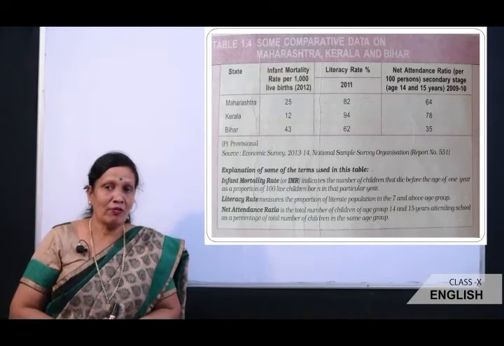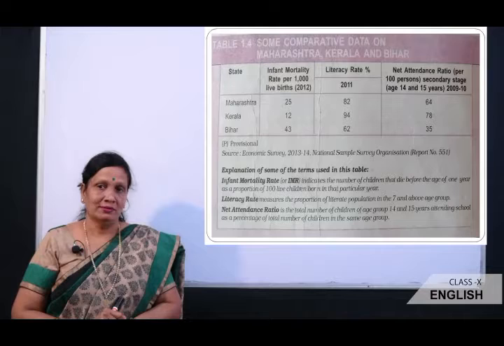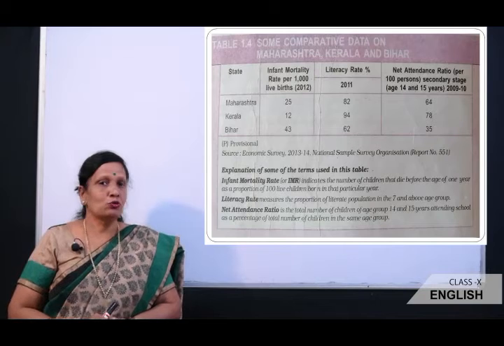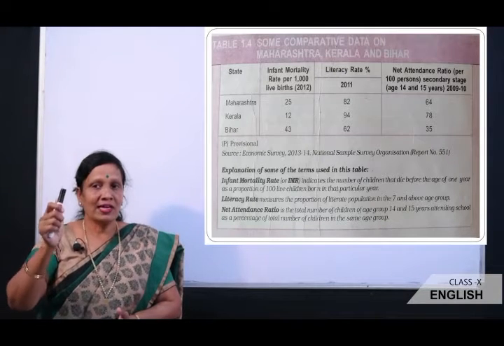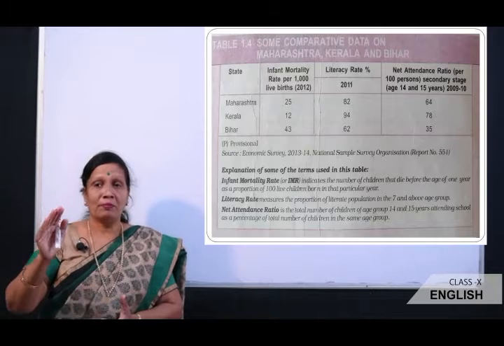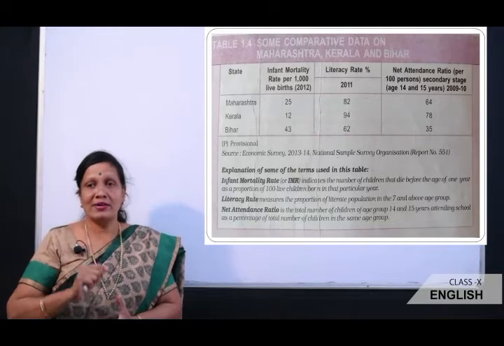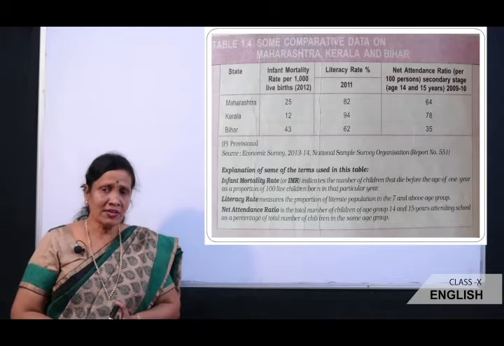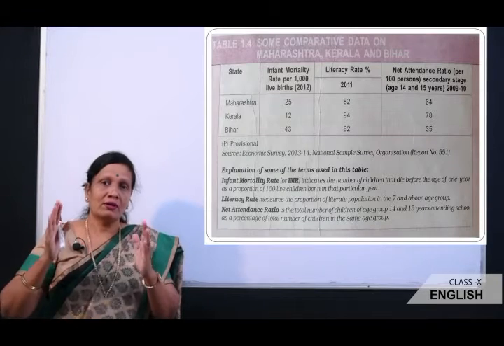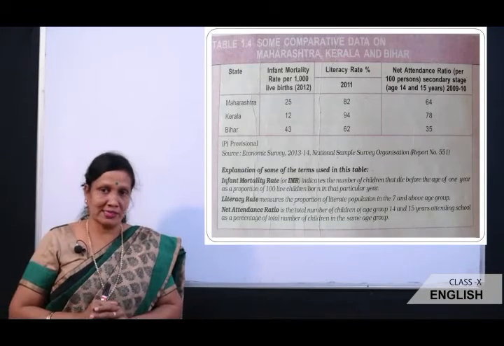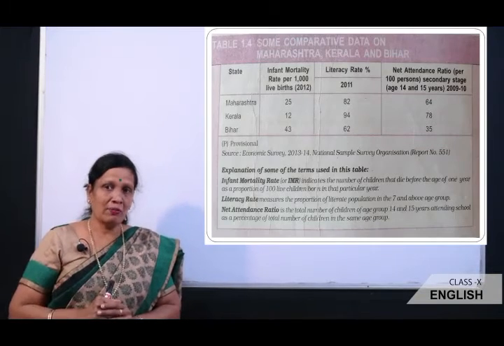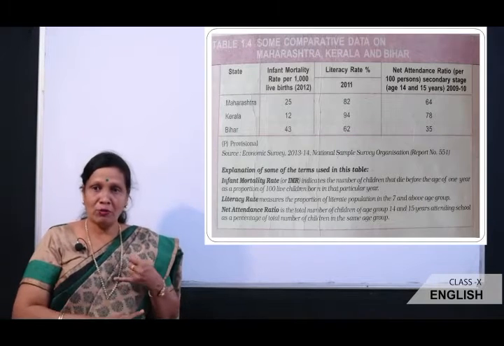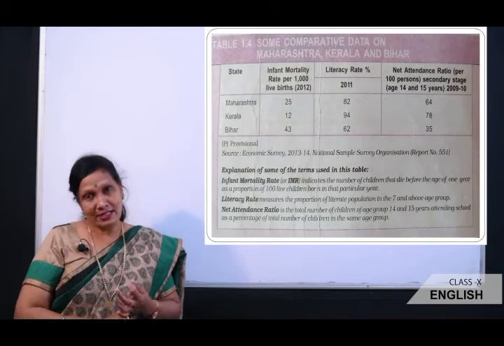The first one is the infant mortality rate per 1000. Okay, and then the literacy rate, this is of 2011, and then net attendance ratio per 100% at secondary stage, that is age group 14 and 15 years. Right. So they have taken 3 different criteria for comparison between 3 different states. The explanation is also given below of the various terms that have been used for comparison. So here it is: infant mortality rate, literacy rate, and then the attendance ratio.